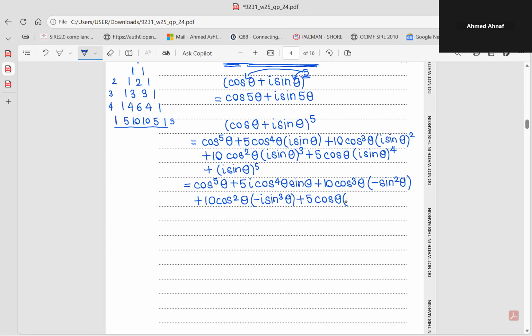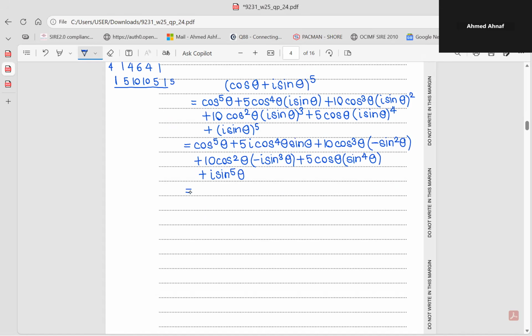Okay, so i sine theta to the power 4 is the same as i to the power 4 sine to the power 4 theta. So i to the power 4 is i squared squared. So i squared is -1 and -1 squared is just 1. So this is just going to be sine to the power 4 theta plus i sine theta to the power 5. So that is just i to the power 5. So that's the same as i to the power 4 times i. And as you know, i to the power 4 is 1, so it's just i sine theta to the power 5.